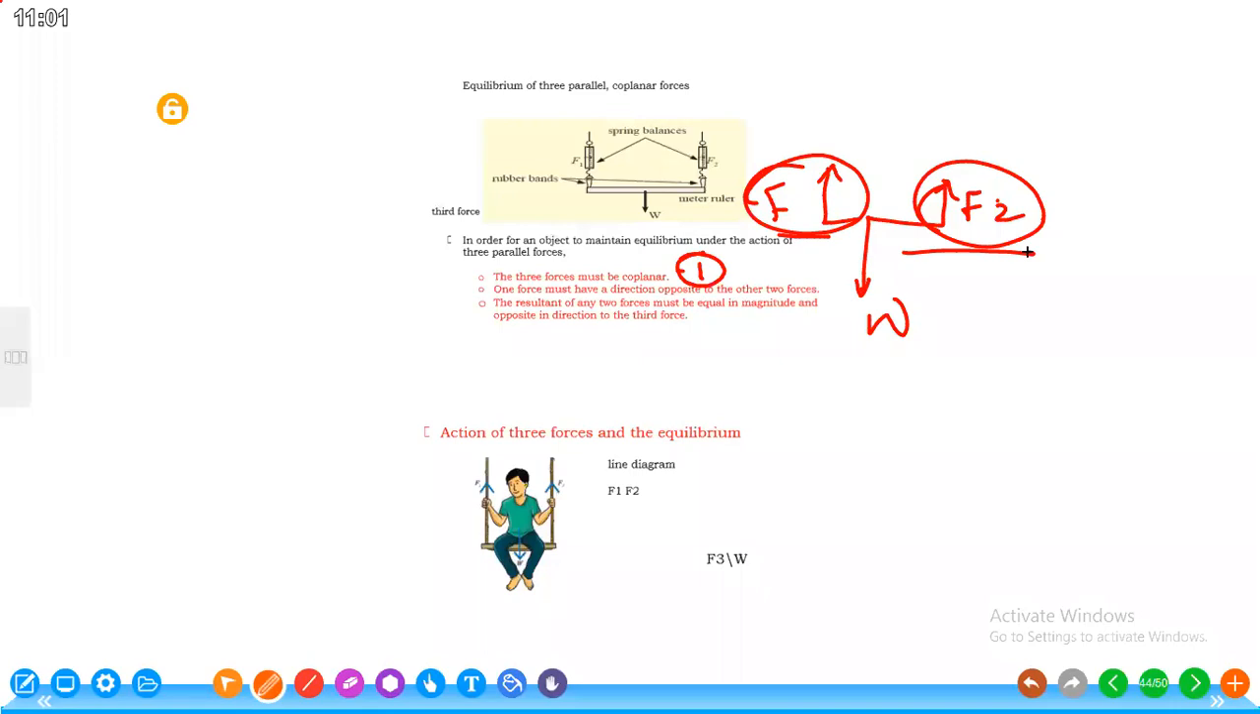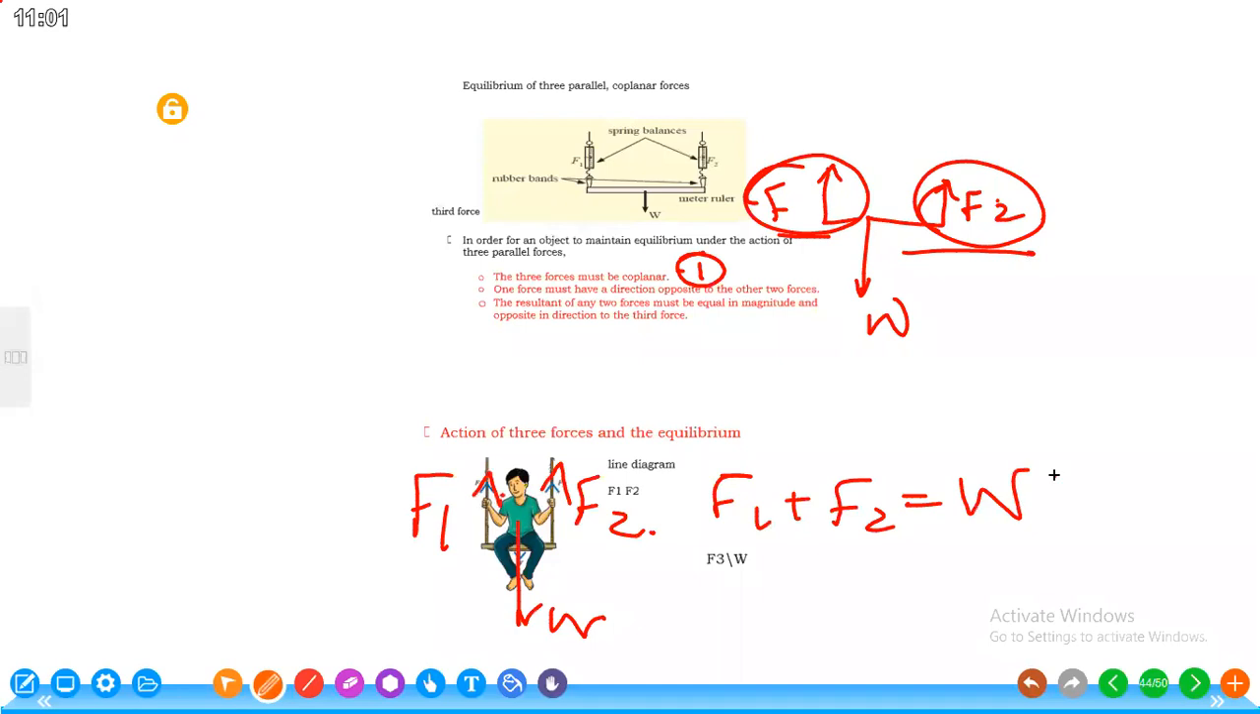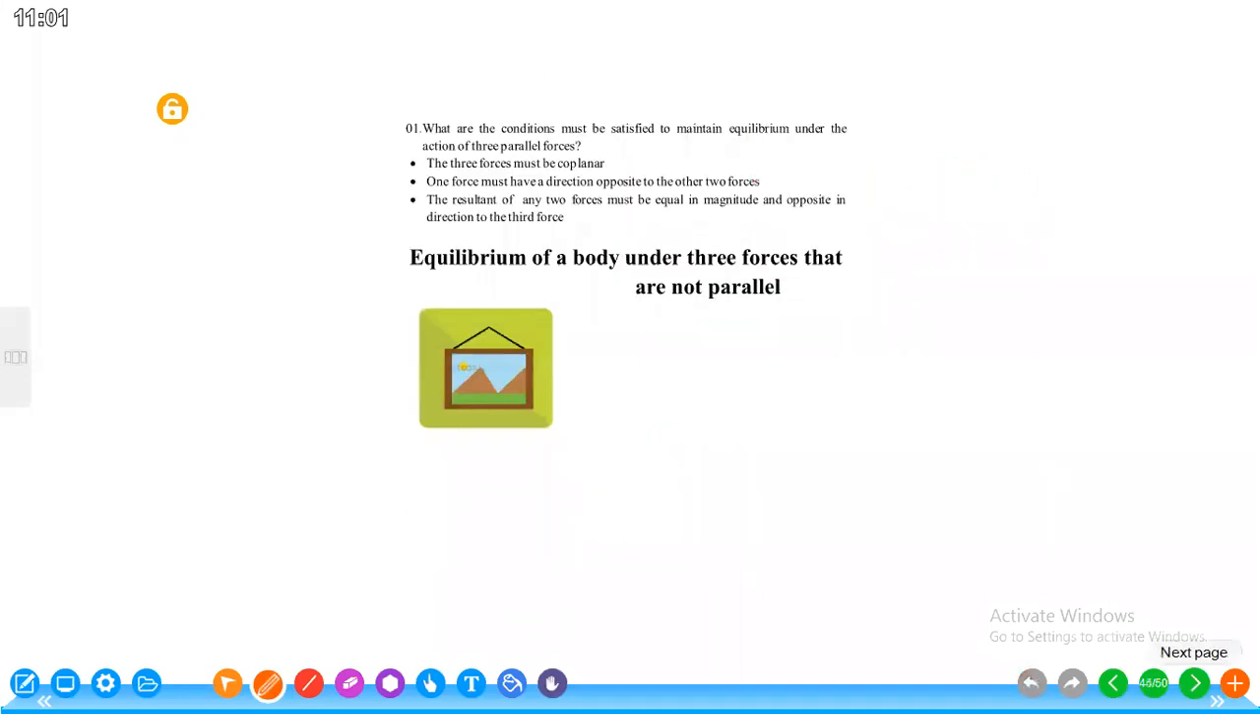In here also you can notice the labels indicating the forces, what forces are acting here. You can notice F1 plus F2 is equal to W. F1 plus F2 is equal to W. So, equilibrium of a body under three forces, what are the conditions?